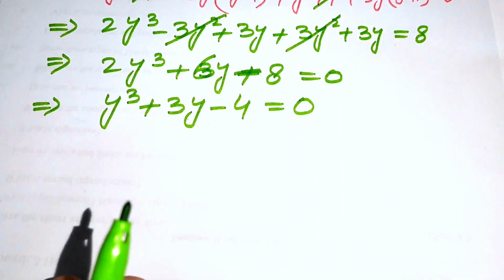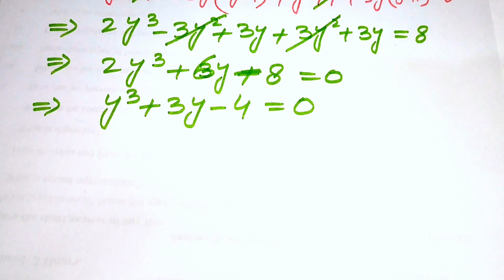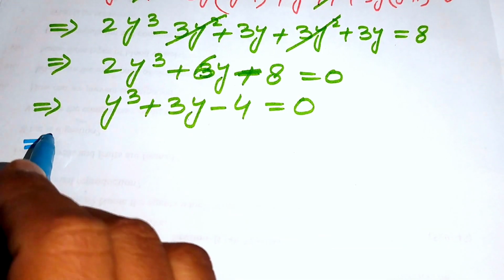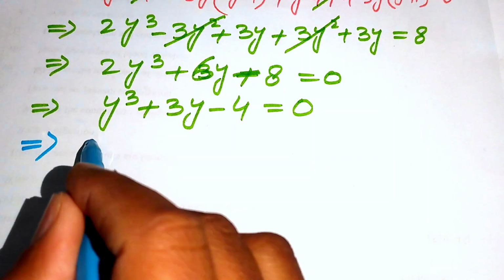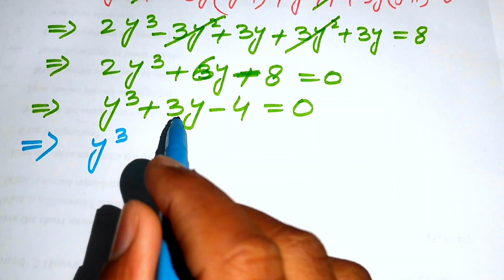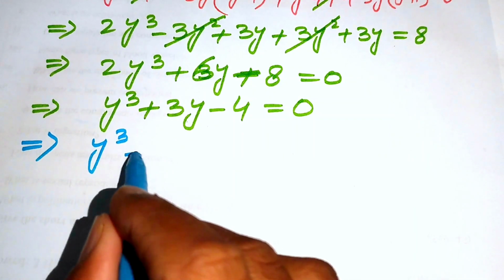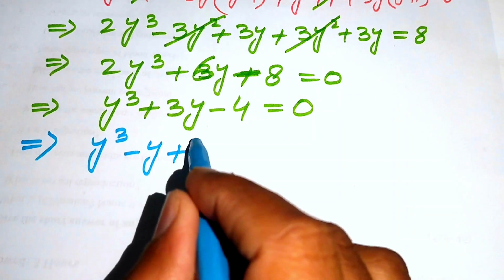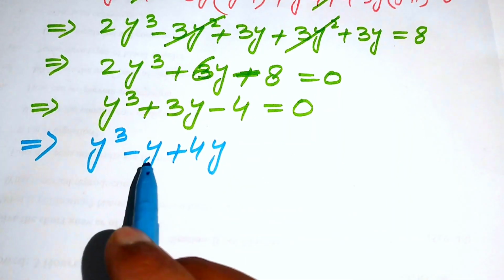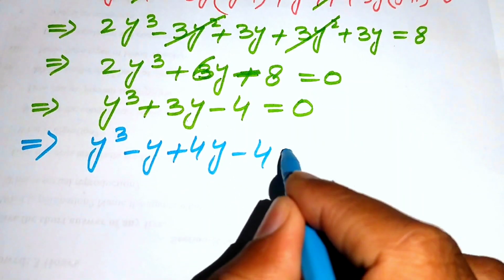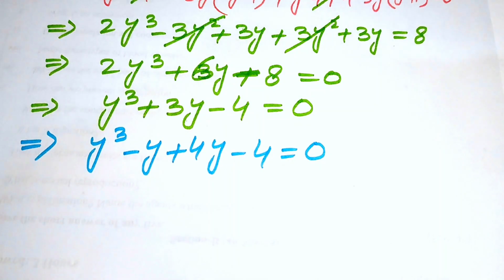So here we first break its middle term, and further we can simplify it and we can easily make the factors of this cubic equation. So we have y cubed plus 3y, and we can break this 3y as minus y plus 4y. So minus y plus 4y becomes 3y, and here we have minus 4, and this whole equation equals 0.